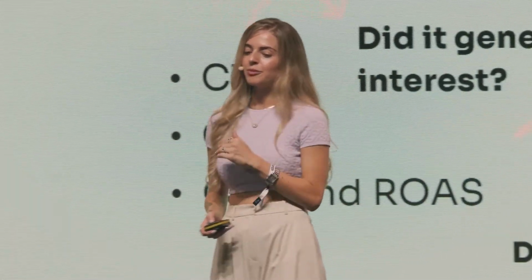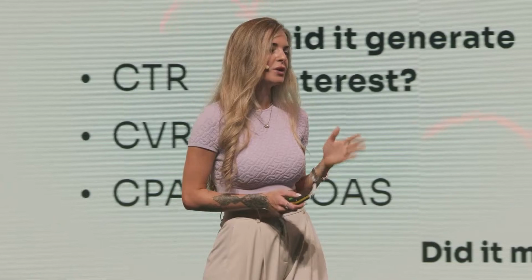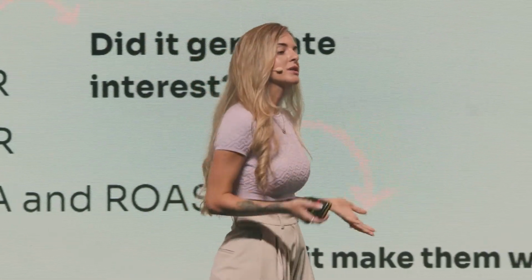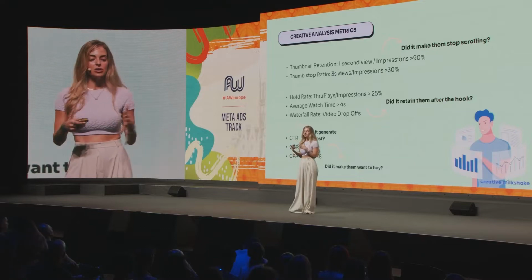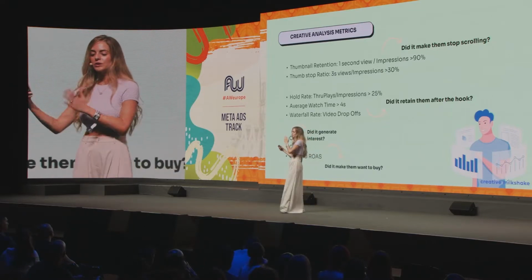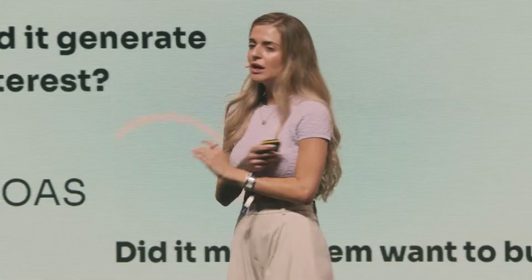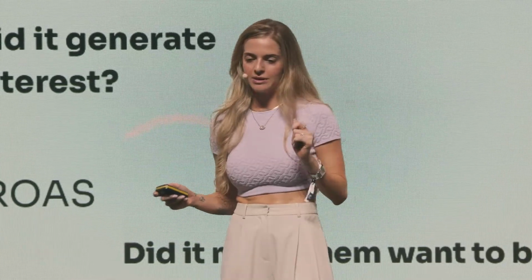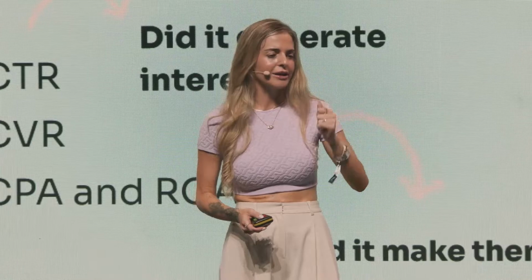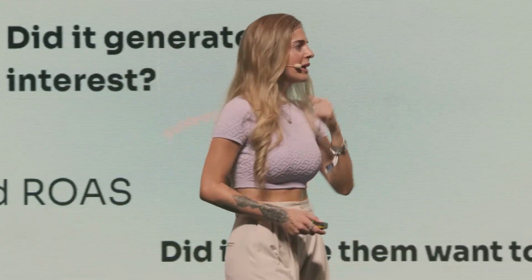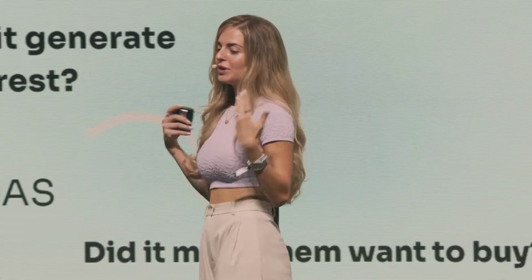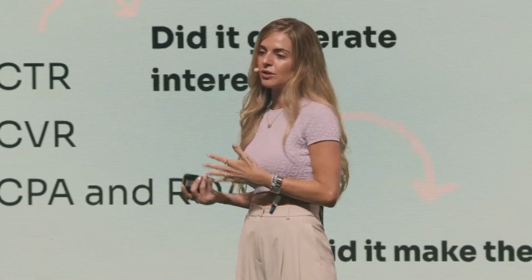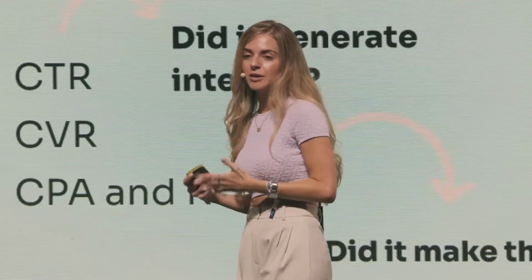Then you have your thumb stop ratio, which is 3 second views divided by impressions. So this is measuring out of all the people that got served your ad, how many stopped and watched the full first 3 seconds of the video. That should always be above 30%. If it's less than 30%, go back to your hook, analyze frame by frame, try a new visual, do something to make it more engaging. So these two metrics are trying to answer the question, did your ad make them stop scrolling?